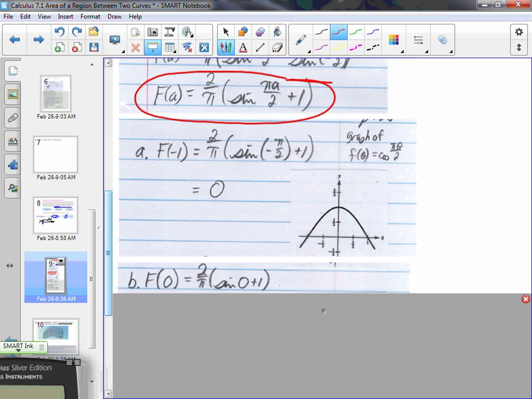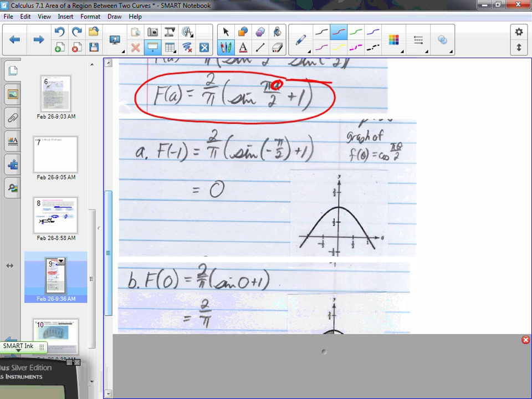So capital F of 0 equals 2 over pi times the sine of, well, pi times 0 is 0. 0 divided by 2 is 0. So the sine of 0 and then plus 1. Well, what is the sine of 0? 0. So 0 plus 1 is 1. So it's 2 over pi times 1. 2 over pi.